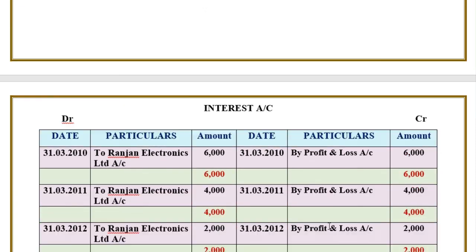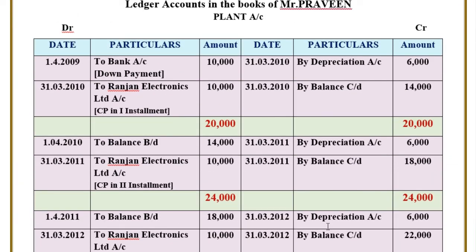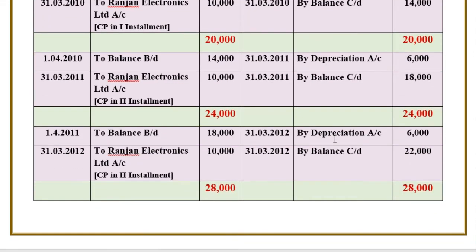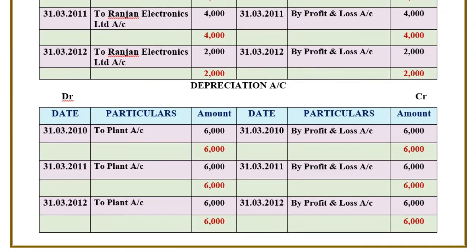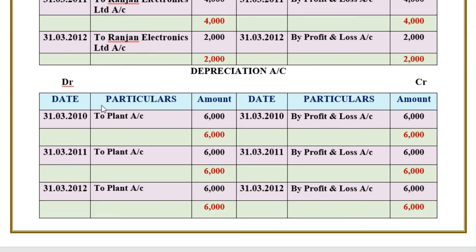Now the same for depreciation account. Look at the depreciation, the first account is now prepared, right? Look at the plant account, it is on the credit side. Now what to do? In the depreciation account, plant account must come on the debit side. How much amount is there? First year 6,000, second year likewise. Now here 31st March 2010, to plant account 6,000 rupees, first year depreciation, and we transfer this depreciation amount to profit and loss account, credit side, by profit and loss account 6,000. Just make the total 6,000, 6,000.